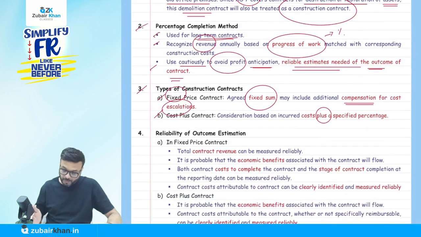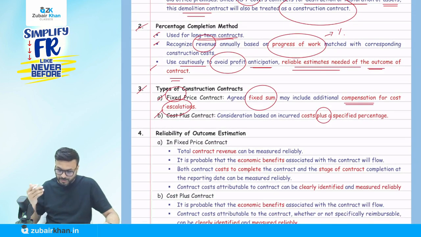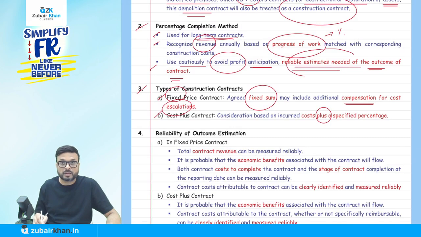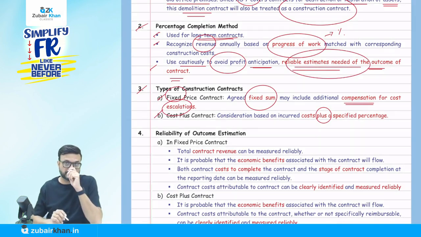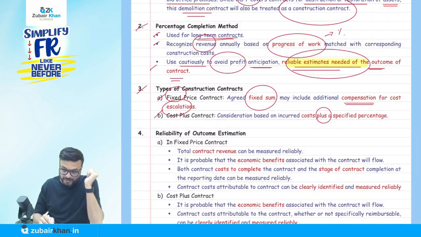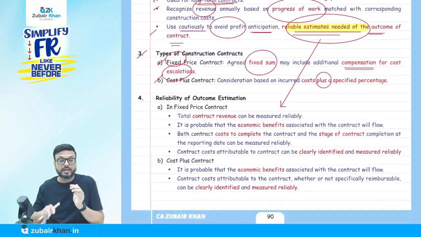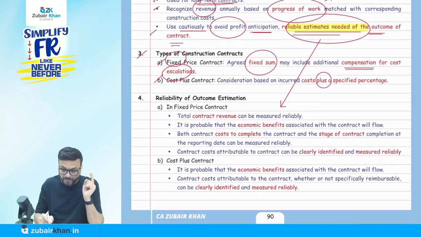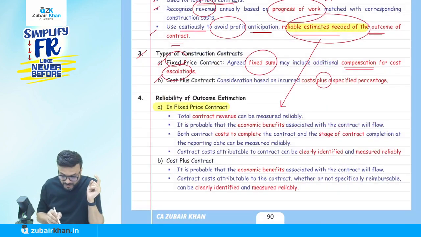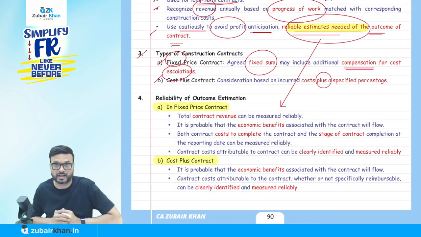Okay, but it is very important that, as I told you, when we talk about the percentage completion method, a proper, reliable estimate should be done. So what do you mean by a reliable estimate should be done? It means that, as I told you, there are two types of contract. The first is a fixed price contract and the second one is the cost plus contract.